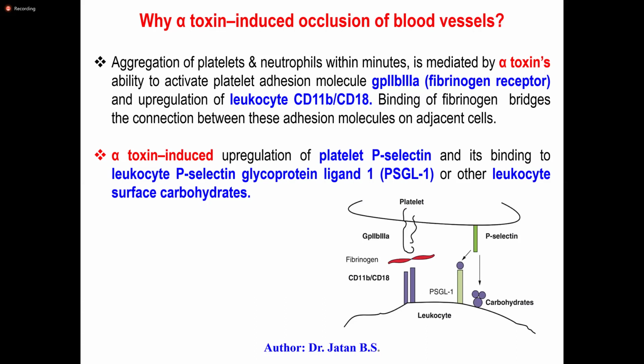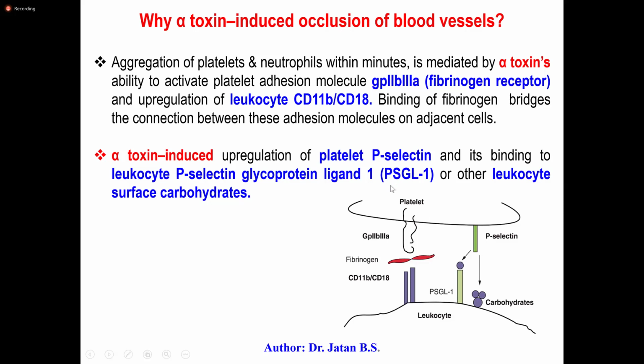So how does it cause occlusion of the blood vessel? It causes attachment of platelets with leukocytes. There will be so many platelets attached with so many leukocytes, forming a mass. That mass can block the blood vessel of the part of the body affected by Clostridium perfringens. There will be occlusion of the blood vessel, further decreasing the blood supply to the organ, causing necrosis, or ischemic necrosis of the organ.